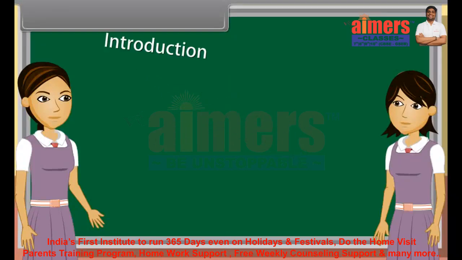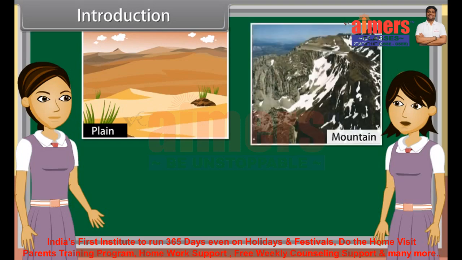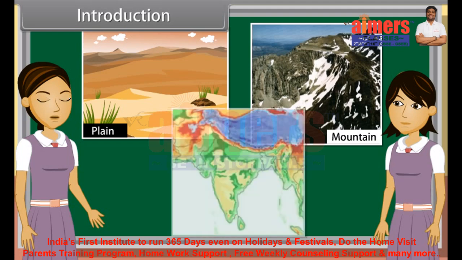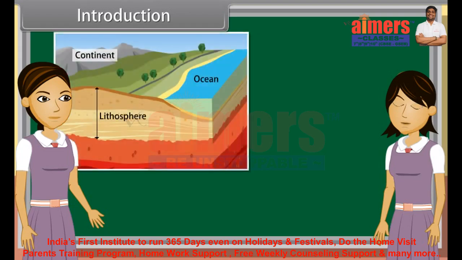Introduction. Do you know that 43% of India's land surface is covered by plains, 28% of it is plateaus, and less than 30% comprises mountains and hills? Yes, you are right, and only 62% of our total land area is topographically usable. Lithosphere is the main life-supporting system, and the top layer of earth is called soil.